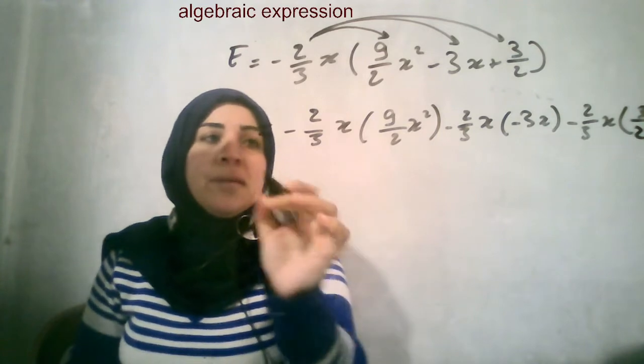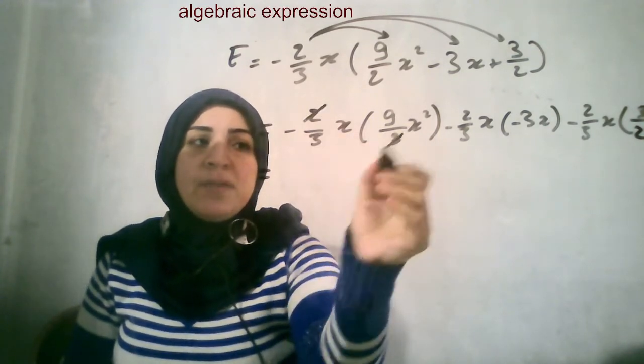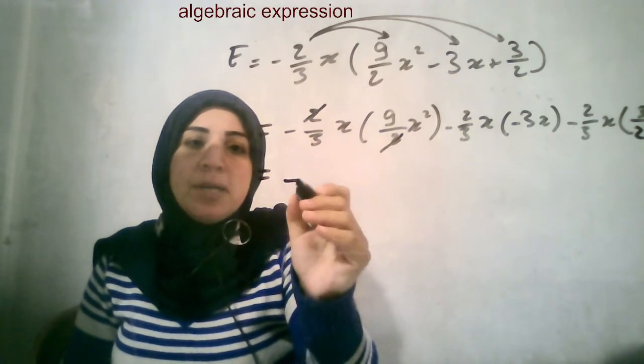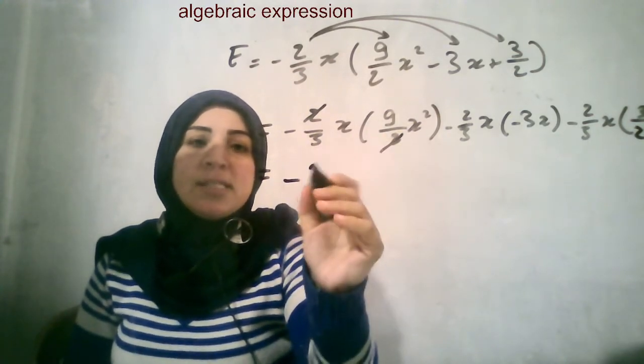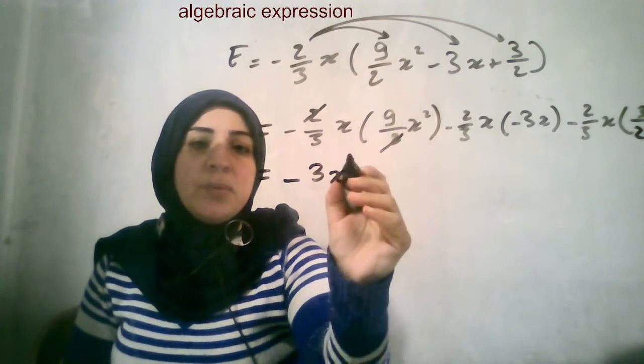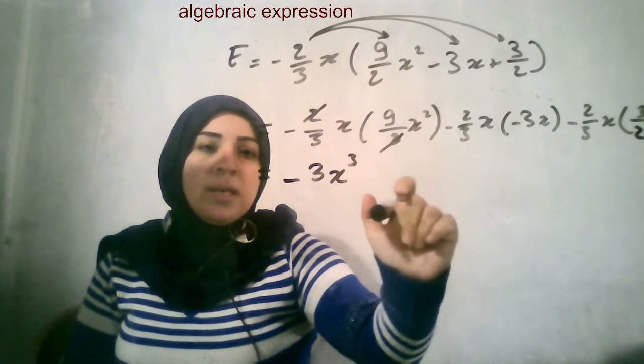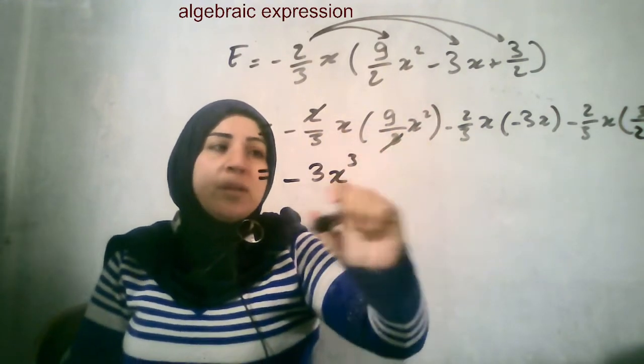Okay, here, let's start. 2 over 2, we can simplify them. The sign is minus. 9 over 3 is 3. X times x squared is x power 3. We have the same base, I have to add the exponents, okay? Then, let's move to another one.